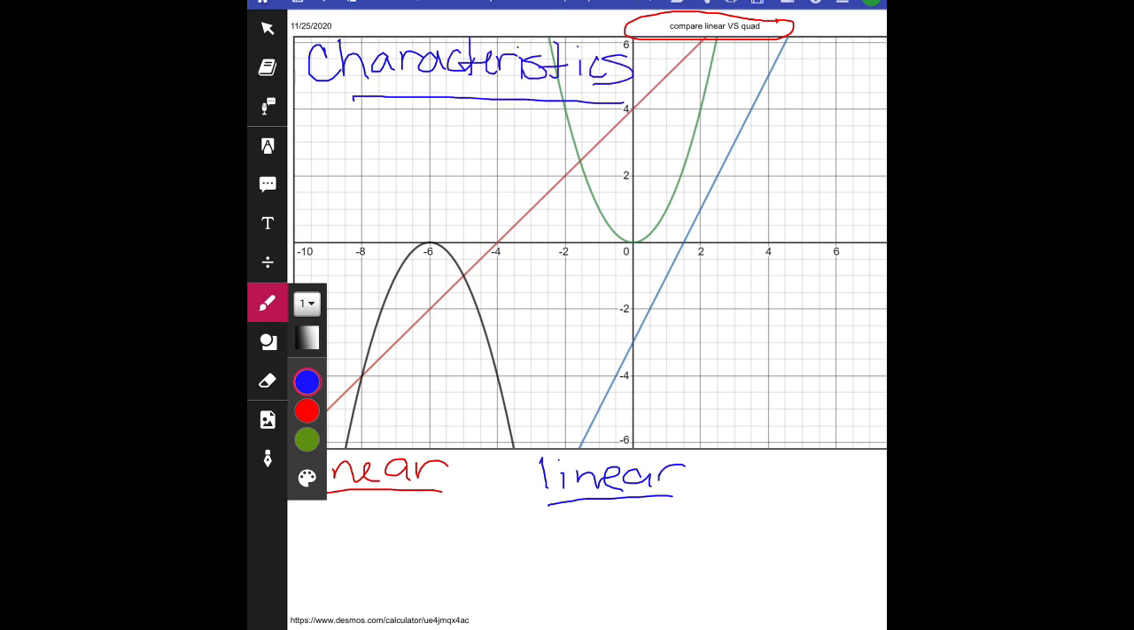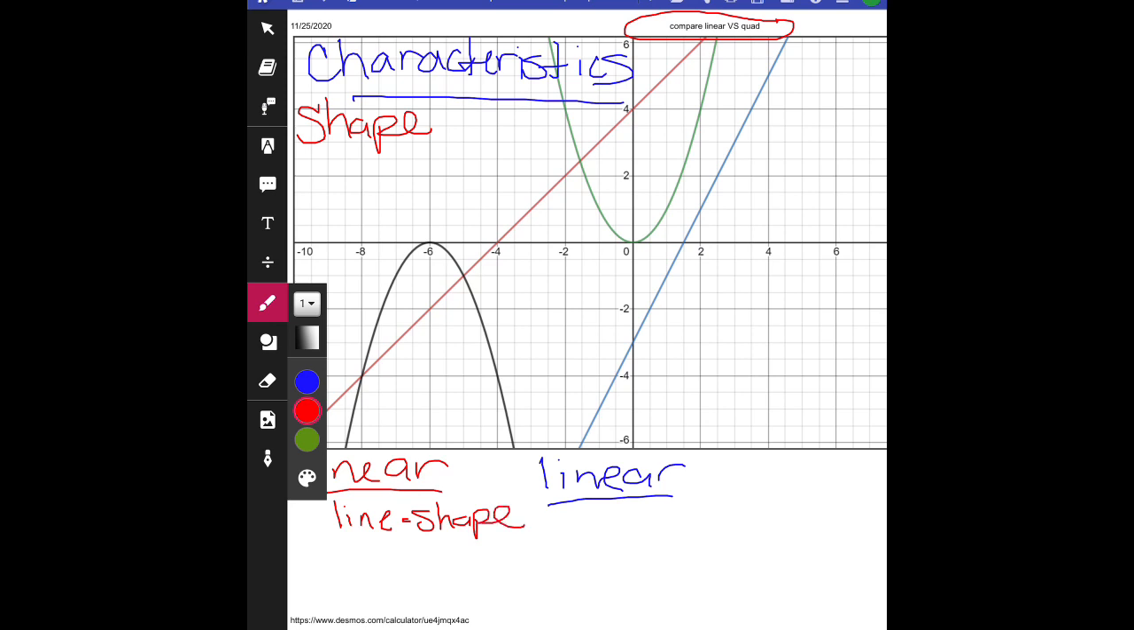Okay, so from now on, whenever we are describing graphs at all, it's going to be very important to talk about the characteristics. So when I say that, you should understand it means the important details of the graph. So let's start with the red graph. The red graph, one, it's a line. That is the shape of the graph. So one of the characteristics is the shape of the graph. And for linear functions, it's a line.